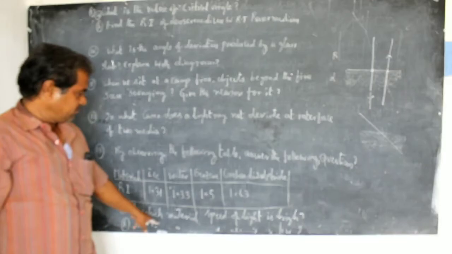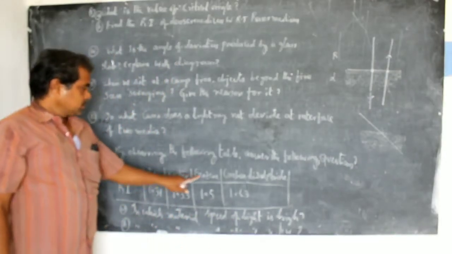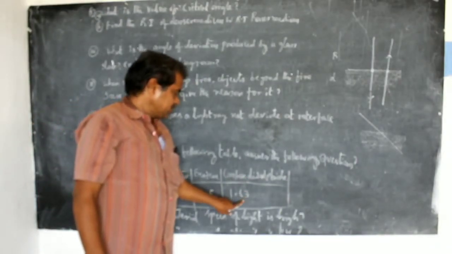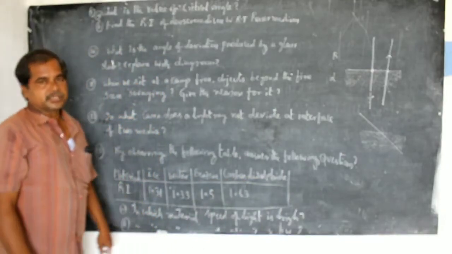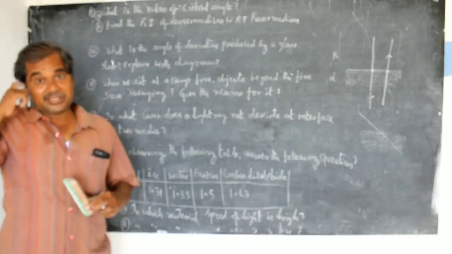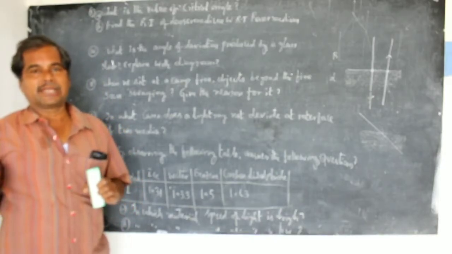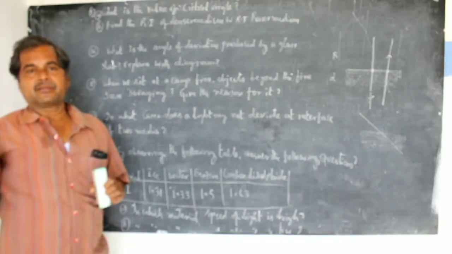Second question: in which material is the speed of light low? Carbon disulfide has a high refractive index value, so in carbon disulfide the velocity of light is very low. And also, why does a diamond shine more compared to any glass material cut into the same shape?